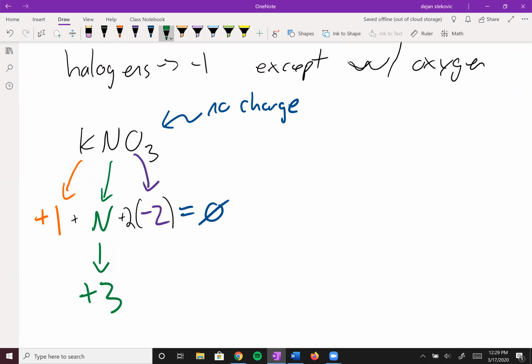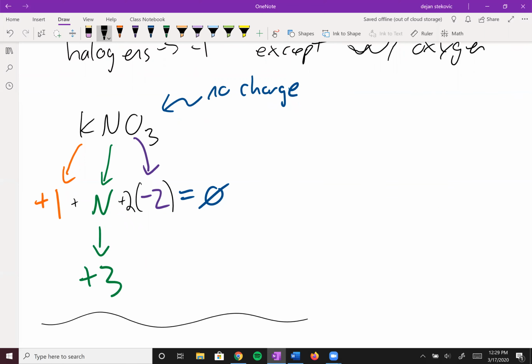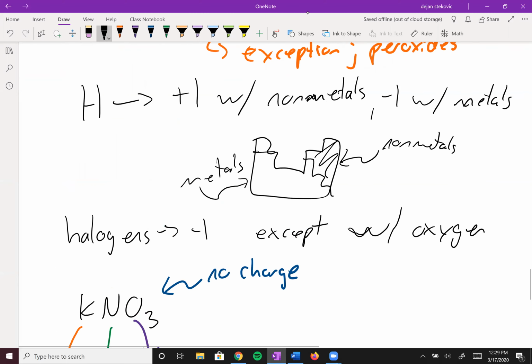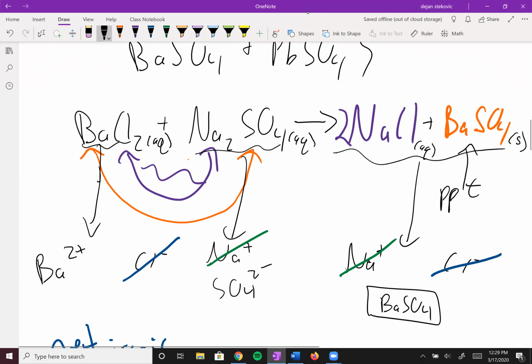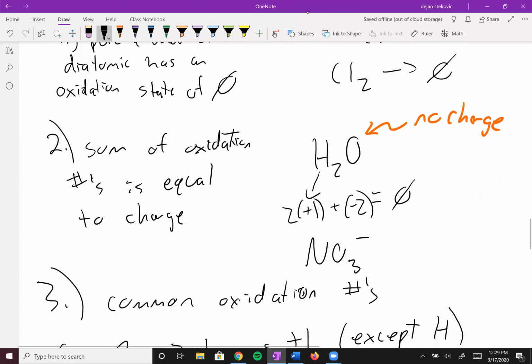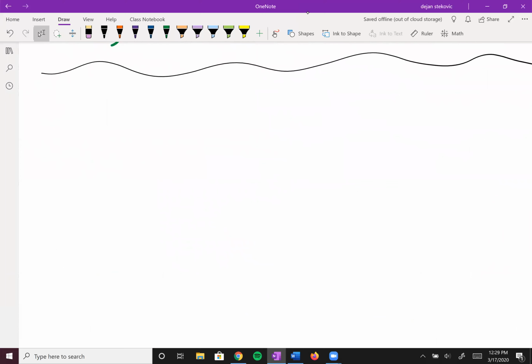Take a look at more examples in your notes, in the homework, etc. I won't do any more examples in this video. So the first thing you have to do is be able to identify oxidation state. Next, you want to identify the oxidant and the reductant, or the oxidizing agent and reducing agent. I could even ask you which part of the reaction is undergoing oxidation and which is undergoing reduction.